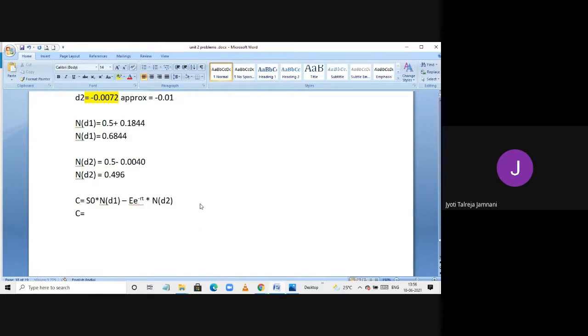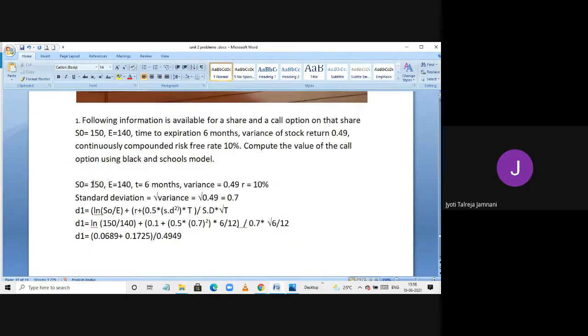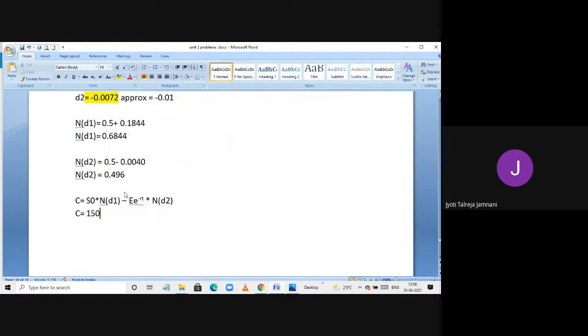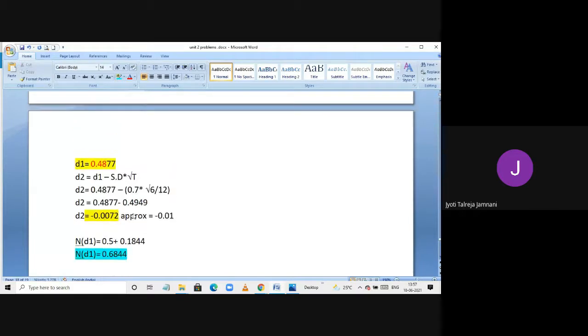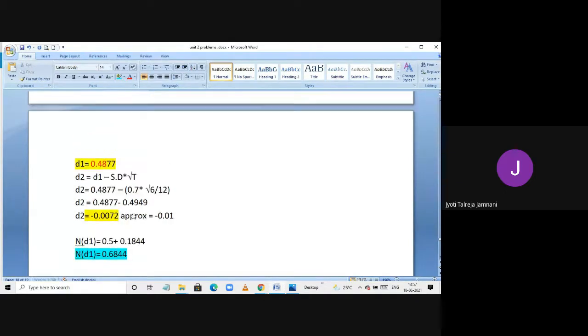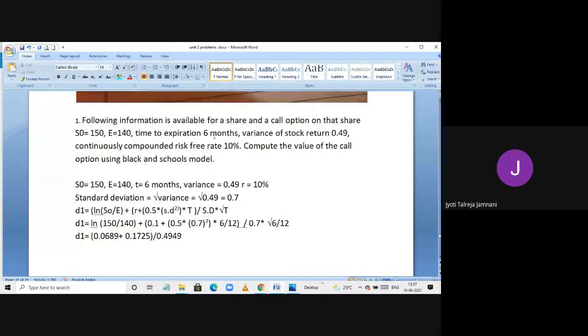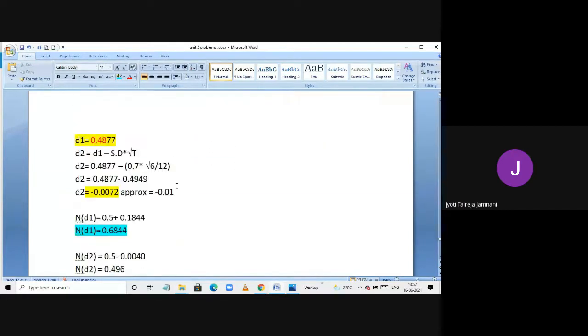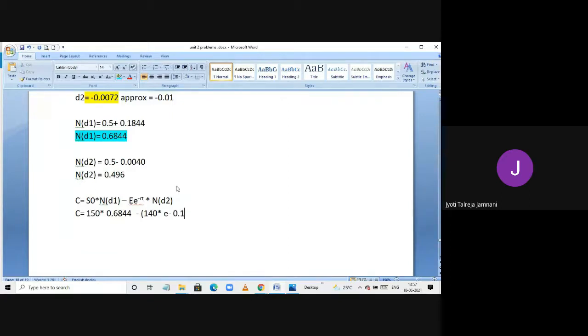Now we put the values. C is equal to S naught. S naught is the spot price, 150. So 150 into ND1. ND1 we found here, 0.6844, minus E. So E is 140, into E raised to minus RT. R is the continuously compounded rate, which is given as 10%, and T is 6 months. So 10% means 0.1 into 6 by 12.